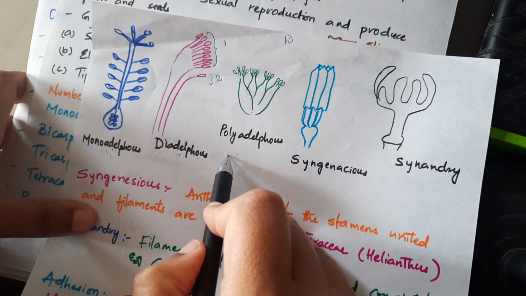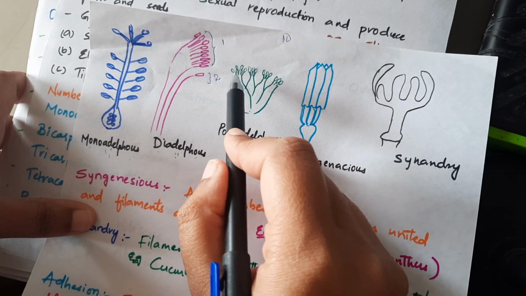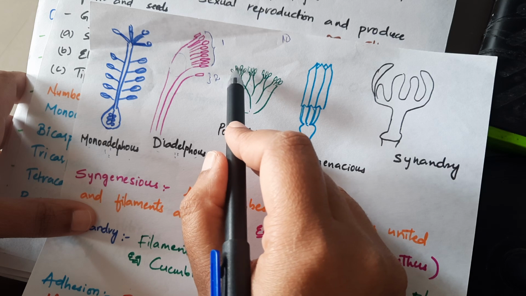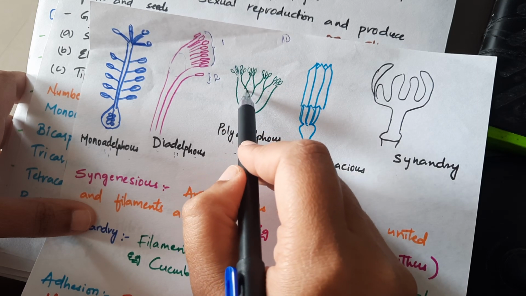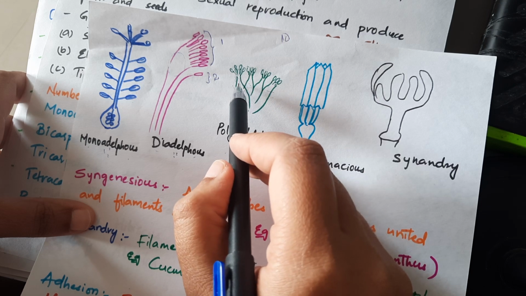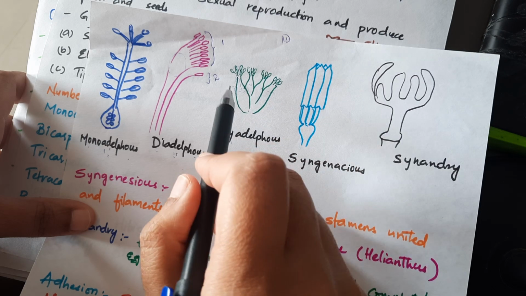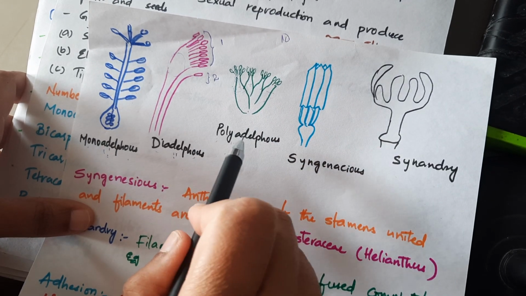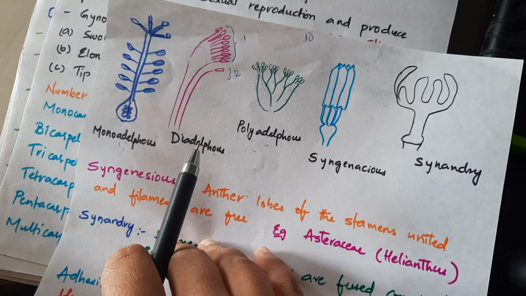Polyadelphous means the filaments of the stamens join and form several bundles. See here, 1, 2, 3, 4. Here the anther lobes are free, and the filaments are fused to form bundles. In this way they form more than 3 bundles, so we call it the polyadelphous condition. Okay, so this is about the adelphi.